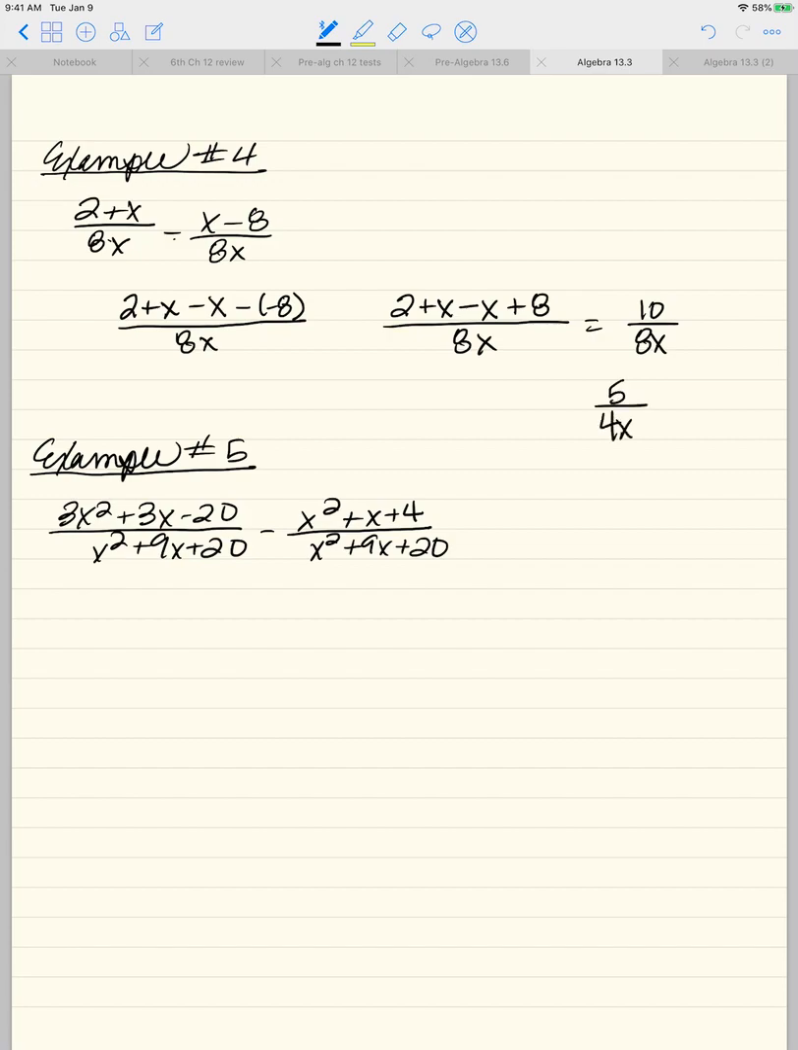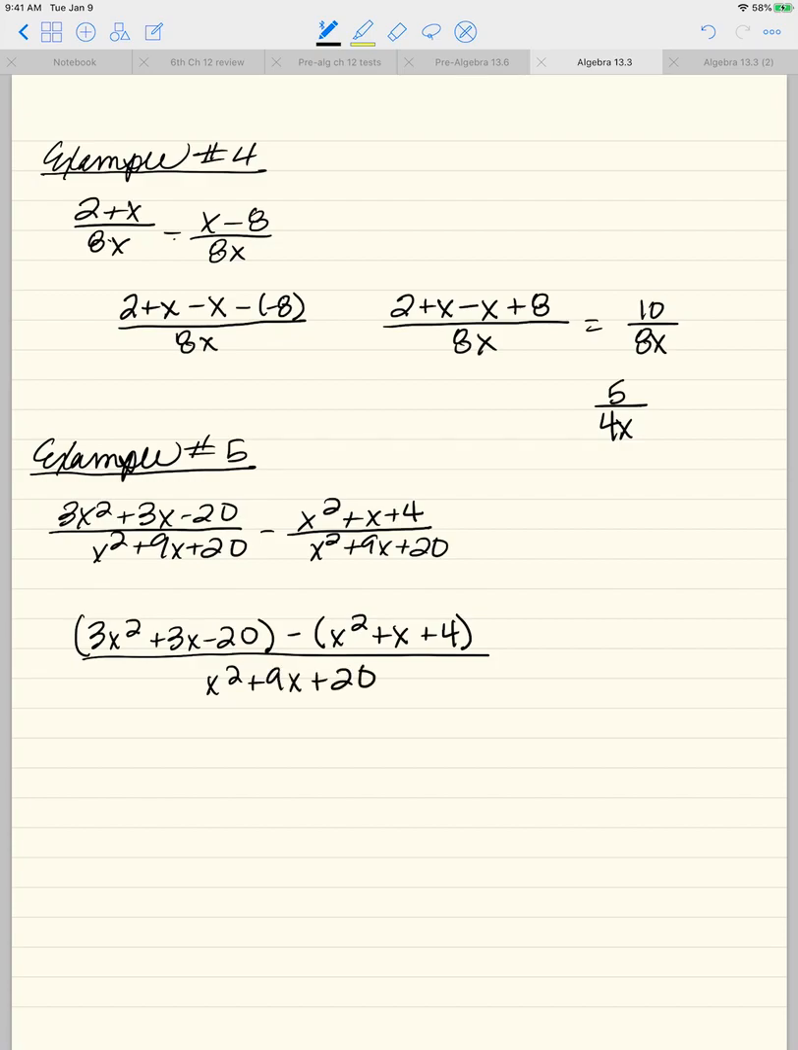Now, example number 5, 3x squared plus 3x minus 20 minus x squared plus x plus 4, okay, over common denominator x squared plus 9x plus 20. And I'm just going to put parentheses around that whole thing so we can keep track of what's happening when we subtract this.